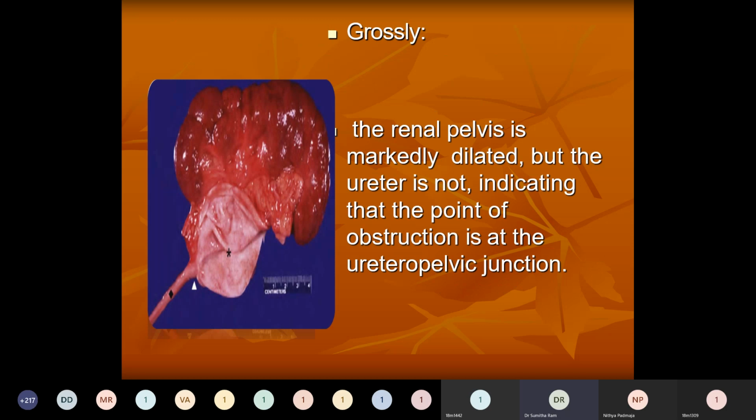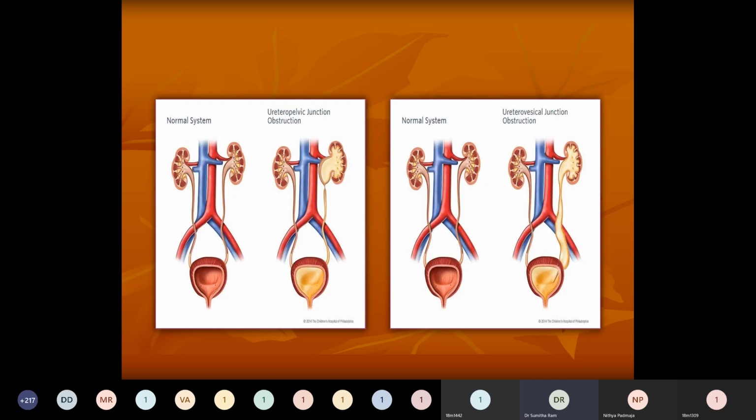Grossly, the renal pelvis is markedly dilated, but the ureter is not, indicating that the point of obstruction is at the uretero-pelvic junction. Now, there are two different types of mechanisms. Here, you can see that the entire ureter is normal and there is obstruction only at the uretero-pelvic region, and hence dilatation of the pelvis. The backflow of urine will affect the renal cortices and the glomeruli, and hence it leads to dilatation and enlargement of the kidney.